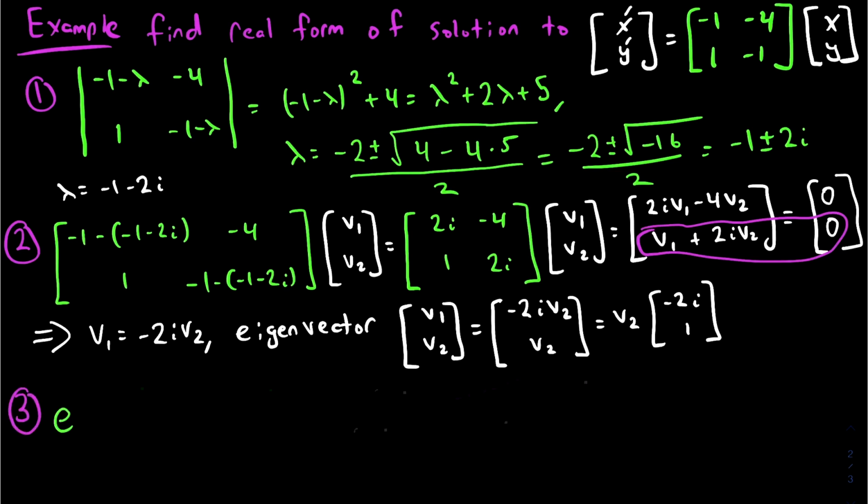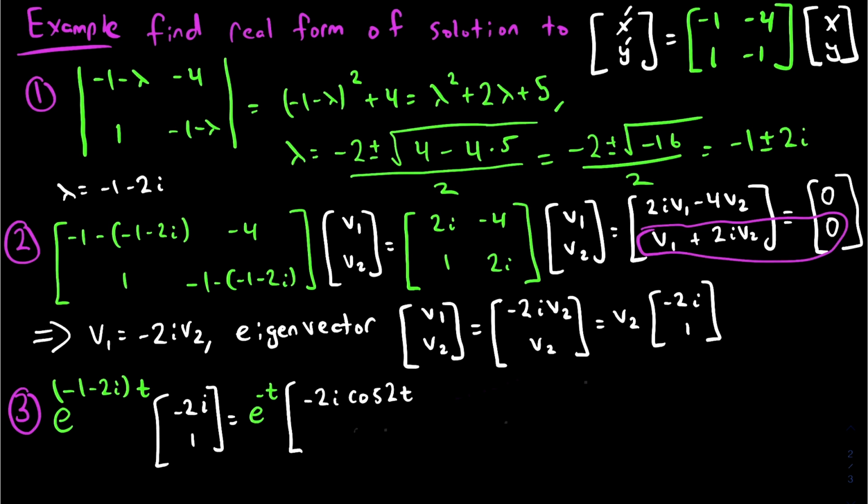Now to step 3. We need to find the real and imaginary parts of e to the (-1 minus 2i)t times (-2i, 1). I'll factor off the e to the negative t and then use Euler's formula to convert e to the -2it into real and imaginary parts. I've run out of room, so let me continue this computation on a new page.